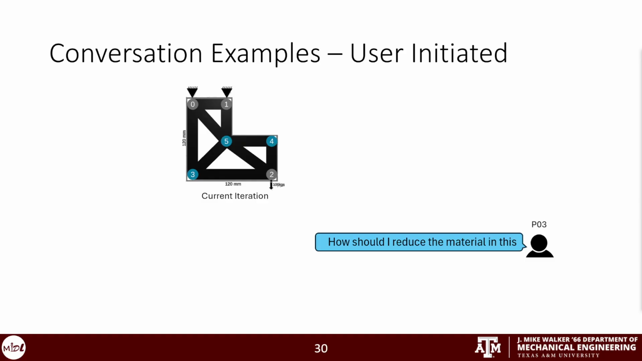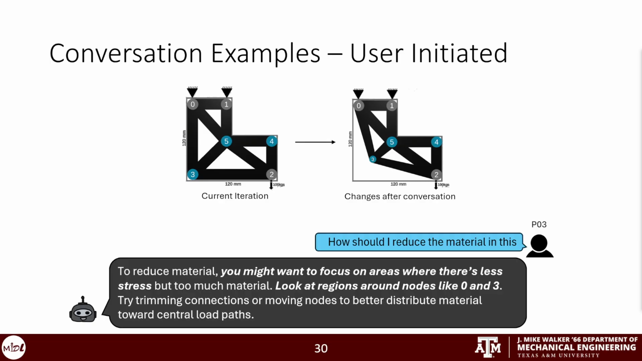Now, to see an example of a user-initiated conversation, we look at how participant 3 asked the agent how they could reduce material, to which the agent suggested looking at regions around certain nodes like 0 and 3, which had lower stress. It recommended trimming material there or moving the nodes toward the central load paths. The user acted on this by moving node 3, which reduced material usage by about 5%.